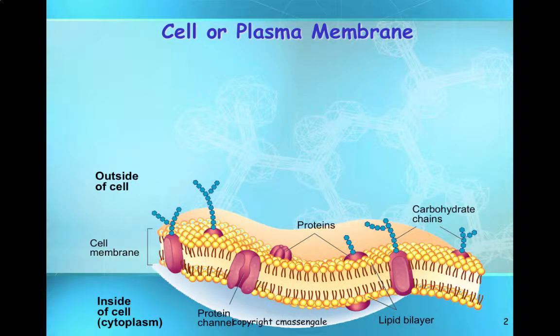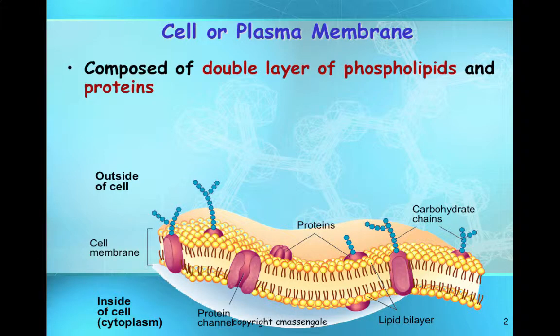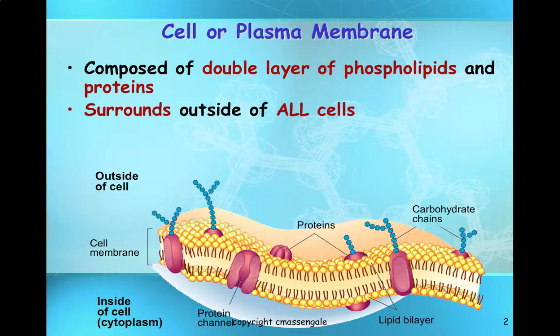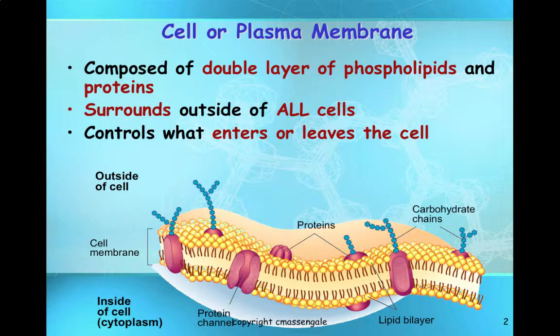The cellular plasma membrane, or the fluid mosaic model, is composed of a double layer of phospholipids and proteins. It surrounds the outside of all cells and controls what enters or leaves the cell, kind of like a gateway. It is also referred to as a living layer, meaning that the proteins and things that are embedded within the membrane can move.